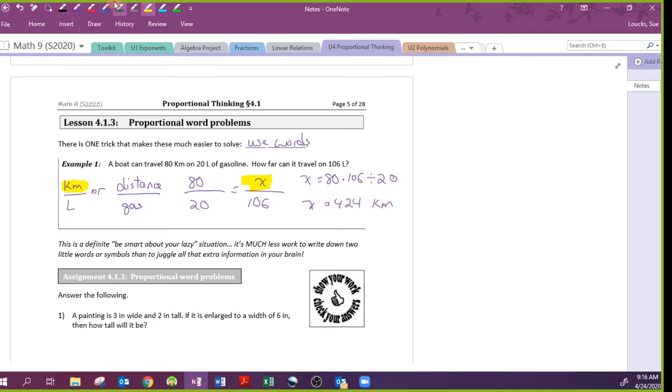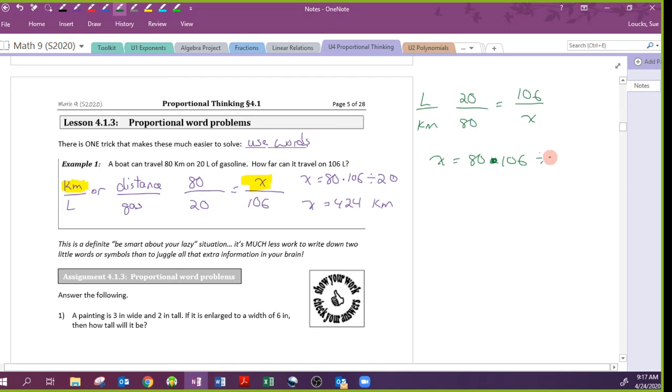And then just to show you it slightly different, if I put my liters over kilometers, my proportion is going to be 20 liters for 80 kilometers of distance. I've got 106 liters. How far can I go? X is going to be 80 times 106. Sorry, I shouldn't use an X there. Divided by 20. I'm going to get the same number of 424.